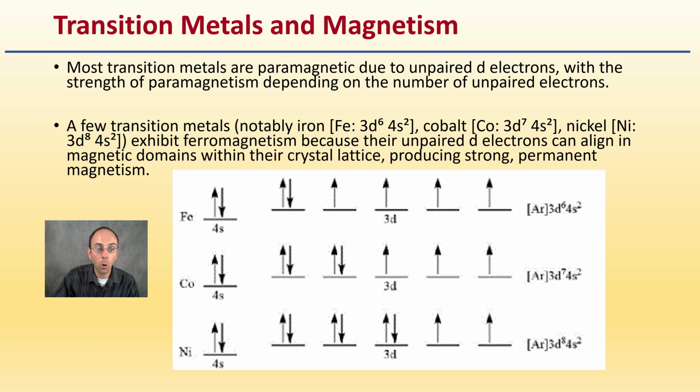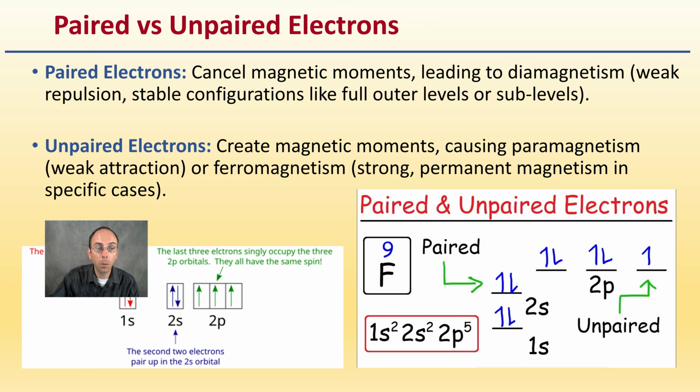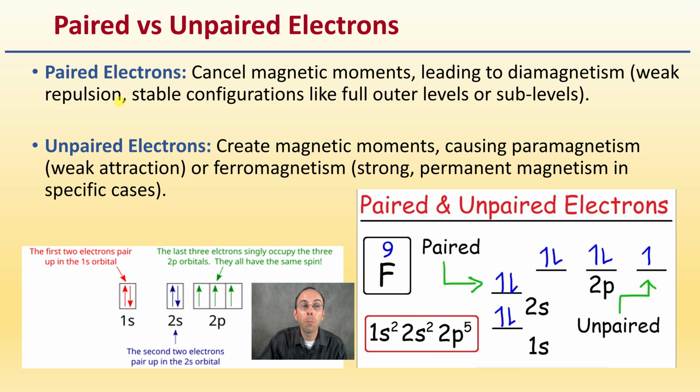These iron, cobalt, and nickel I've highlighted here are the ones that can have the strongest degree of magnetism. These are the ones that exhibit ferromagnetism. Now, just to give a little visual here, remember paired electrons cancel out magnetic moments, leading to diamagnetism, which is a weak repulsion, in stable configurations like a full outer shell or a full sublevel. Unpaired electrons create magnetic moments causing paramagnetism, which is a weak attraction, or ferromagnetism, which is a strong permanent magnetism in specific cases, as we saw there with iron as a key example.